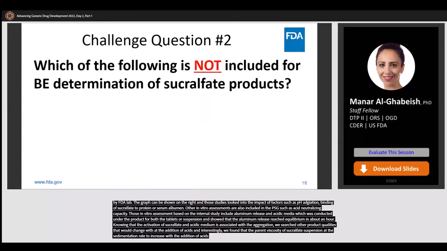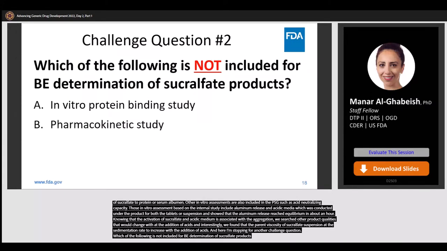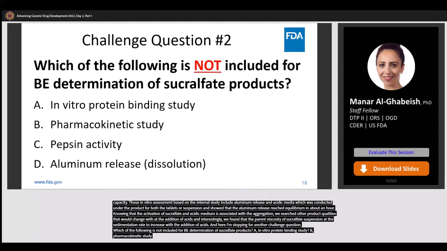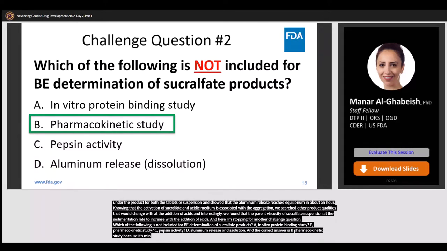And here, I'm stopping for another challenge question. Which of the following is not included for BE determination of sucralfate products? A. In vitro protein binding study. B. Pharmacokinetic study. C. Pepsin activity. D. Aluminum release or dissolution. And the correct answer is B. Pharmacokinetic study, because sucralfate is minimally absorbed into the systemic circulation, it is hard to conduct a pharmacokinetic study and have a meaningful BE determination.